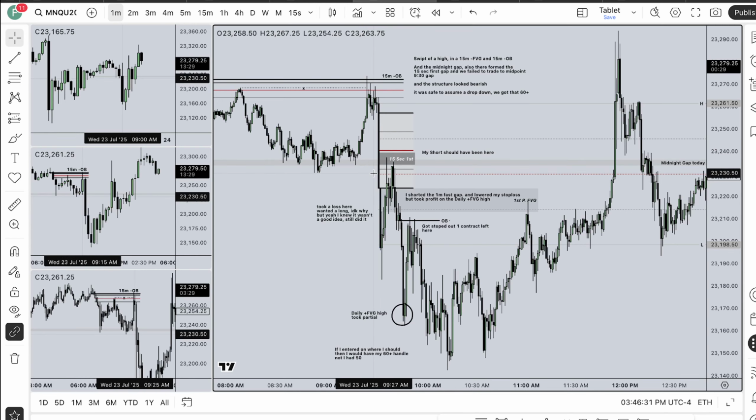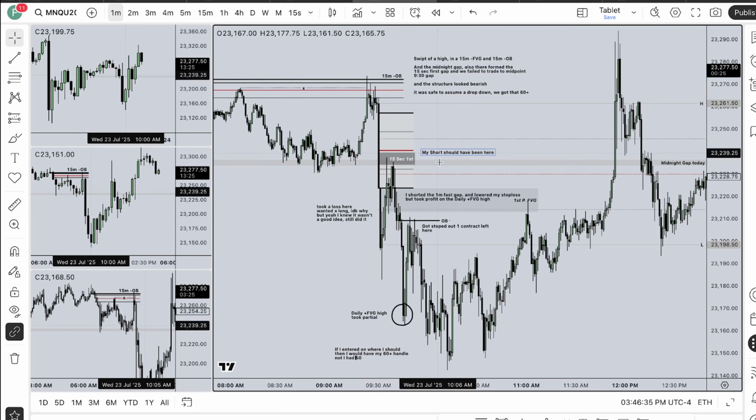We do that because we have this large down day, and then it would be odd if all these confluences decide to go longer now. So we trade into the 15-second first presented fair value gap. We also trade to that midnight gap. We failed to trade to even a midpoint of that, and the bodies respect that.